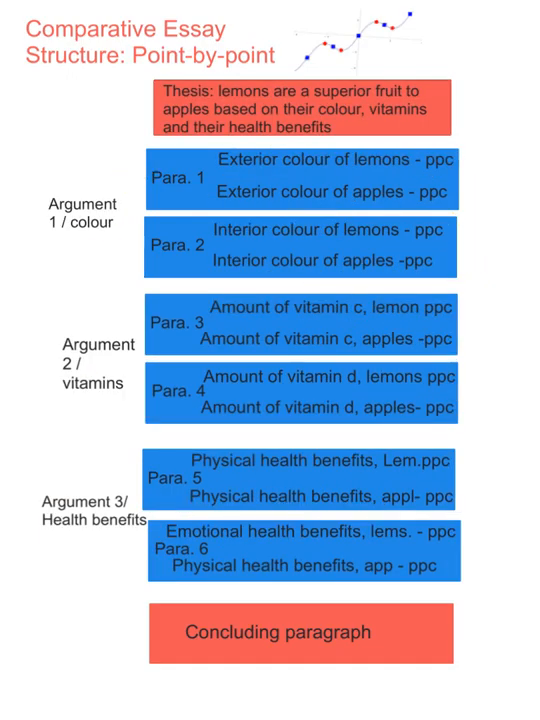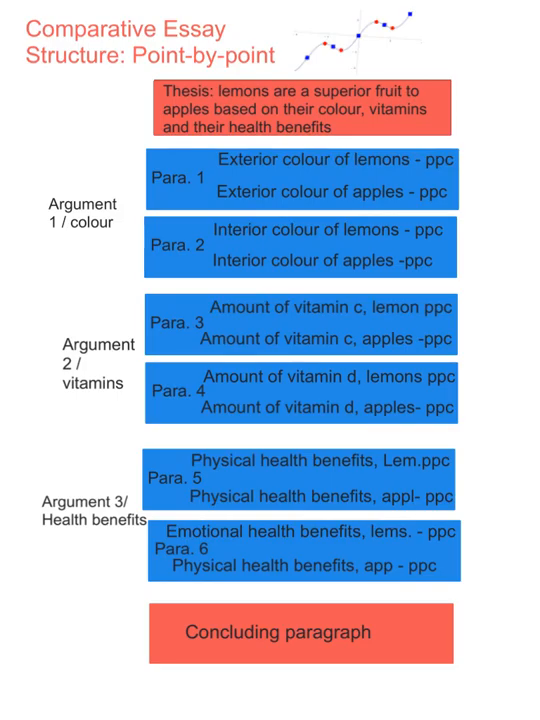So to make this a little more concrete, I've broken down this essay structure using, again, our example of lemons versus apples and the idea that lemons are superior. If argument 1 is about color, my first subpoint or sub-argument would be the exterior color of lemons. Then I would directly compare that to the exterior color of apples. That would be paragraph 1. Paragraph 2 is going to look at the interior color of lemons and the interior color of apples.